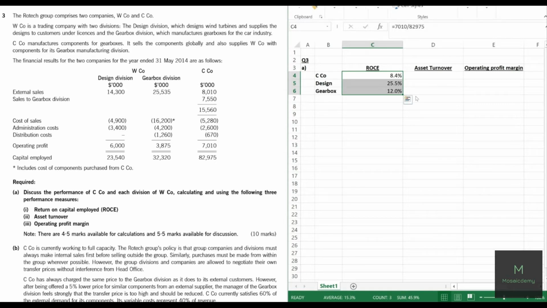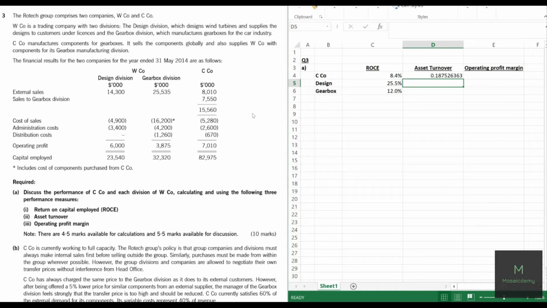Okay, let's give it a few decimals in any case. Now apart from that, we have asset turnover, which was sales over assets, or sales over capital employed, is an alternate we can use as well. Usually in the performance management exam, they want you to use sales over capital employed, so we'll do that. So for CCO, sales were, so there's external and sales to gearbox division, which are internal sales, for a combined 15,560. We have to take the combined. Okay, the split of external and internal doesn't factor here, over the capital employed 82,975.